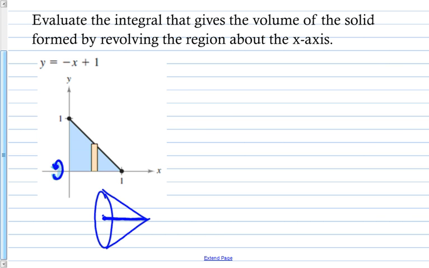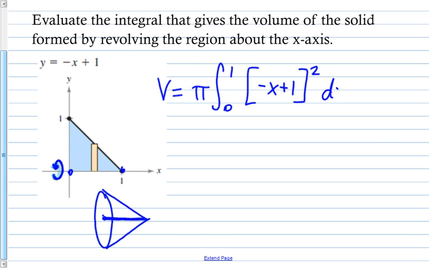So the volume method is the same though. Pi, it's from 0 to positive 1. And then our function, negative x plus 1, you're squaring that, dx. Now this one you can use u substitution, or you can FOIL negative x plus 1. Just FOIL it. It's not that hard. Or you can use u substitution, whichever floats your boat. I think I'll do u substitution for this one, and then for the next one, I'll FOIL.